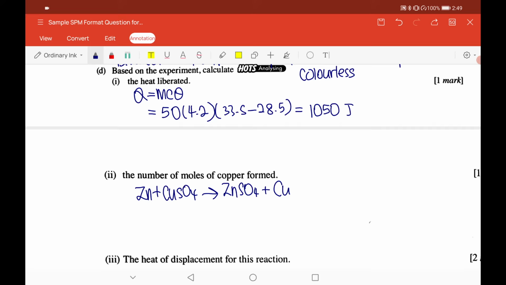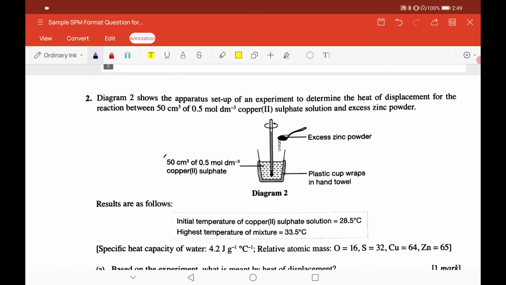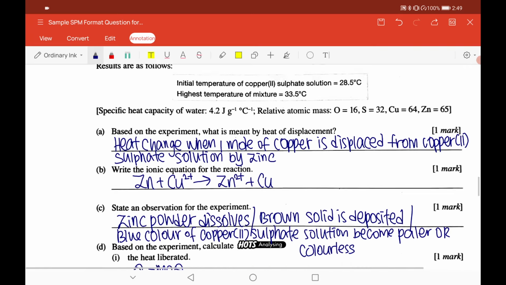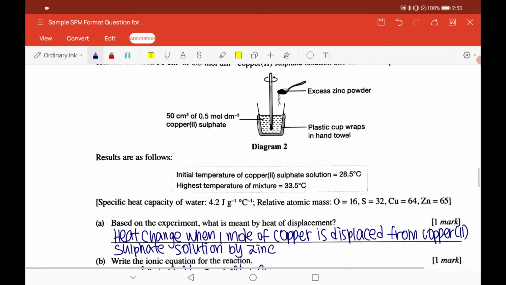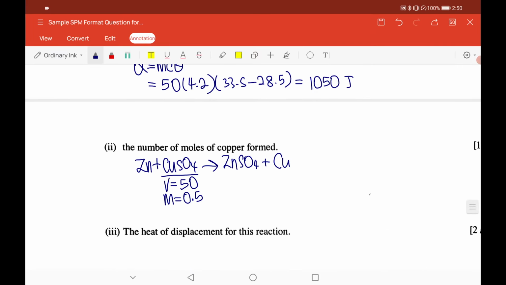After that, you must ask yourself what you have and what you want. What are the information you have and what are the information you want? For copper sulfate, we have the volume, which is 50, and the molarity, which is 0.5. So you can write volume 50, concentration 0.5. This is the information that we have. What is the information that we want? We want to find the mole of copper.